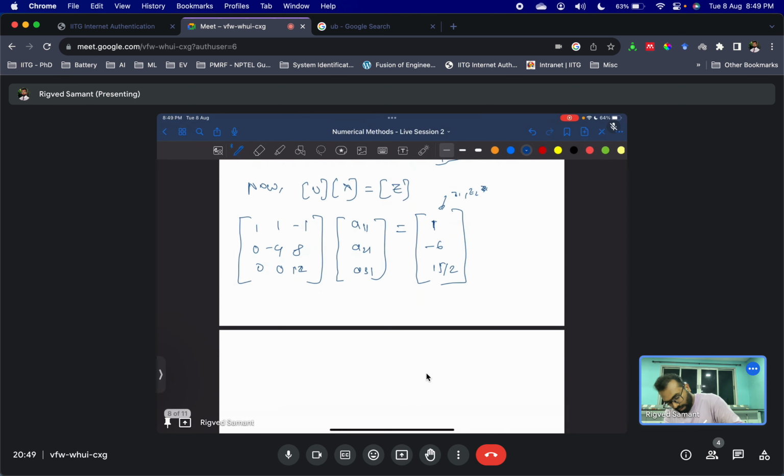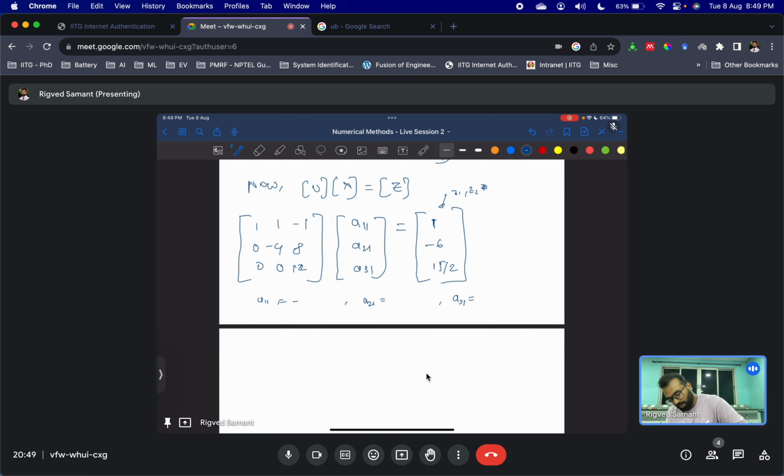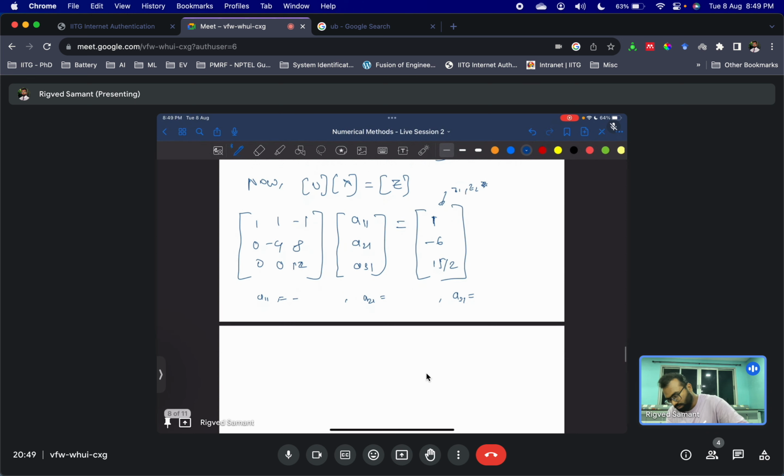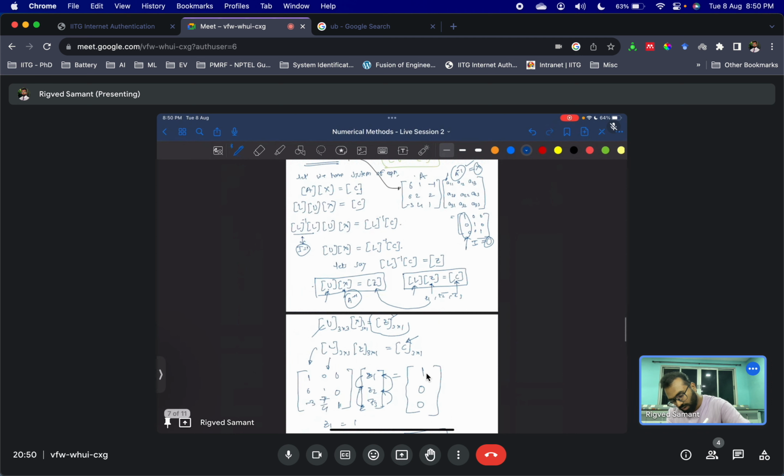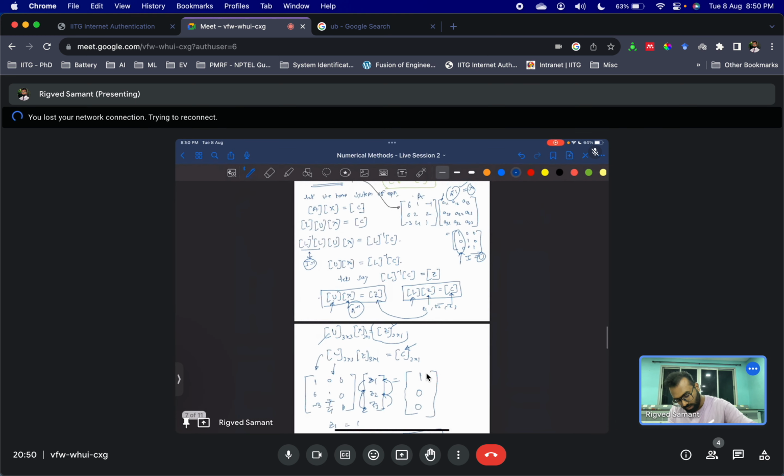After doing this, you will get the values of a11, a21, and a31. If you calculate, first you will calculate this thing. So a11 would be minus 0.625, then a21 would be 0.25, and a31 would be 0.125. So this is what you calculated using only one of the columns. You can compute for this column and this column. Again you have to do forward substitution, again back substitution.